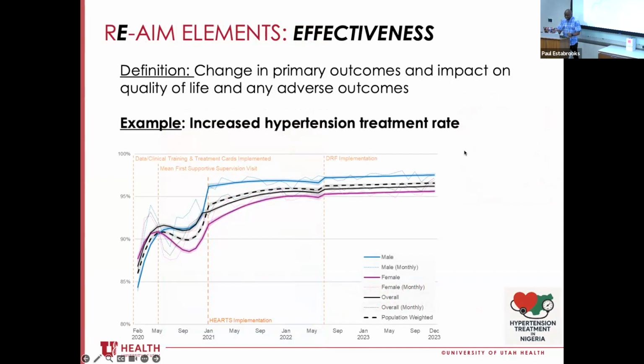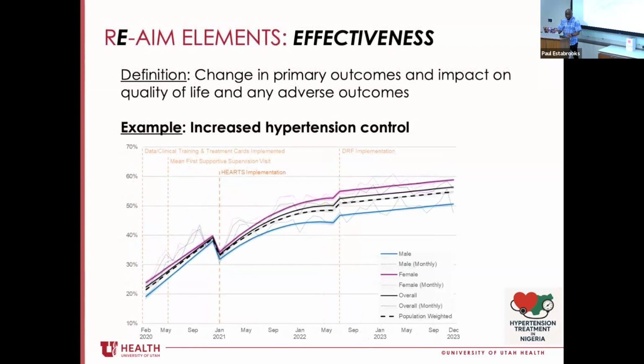So for this study, you could see before the intervention, before we started the implementation, the black, you can focus on that black. We saw an increase in hypertension treatment rate from around 80-something%, like 86%. And by the end of the study, over 96% of people were on treatment. They were taking one form of medication or another. So for this project, we saw an increase in hypertension treatment rate.